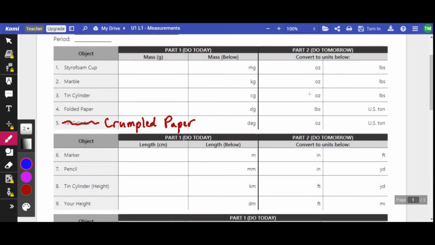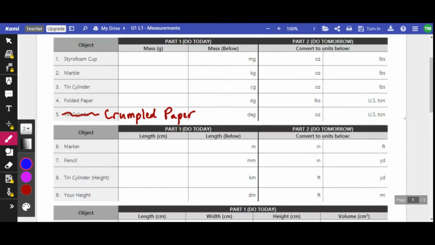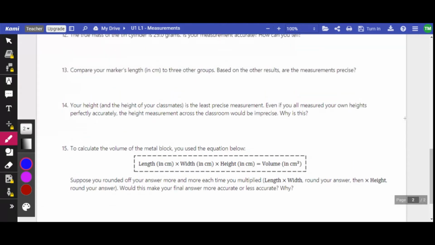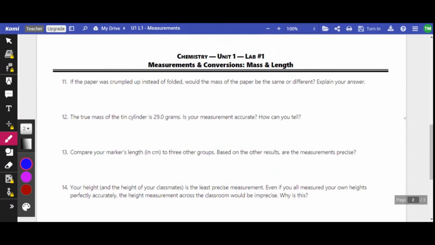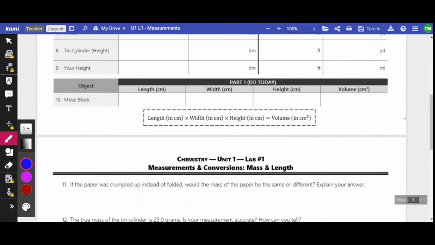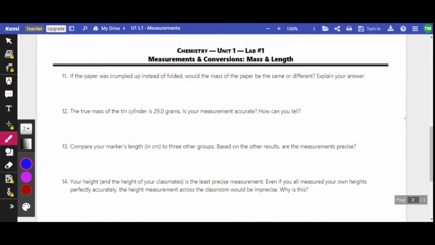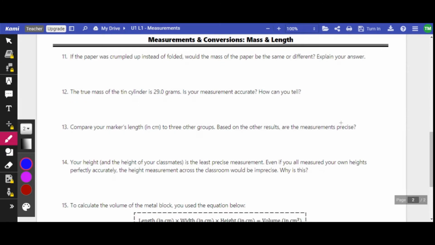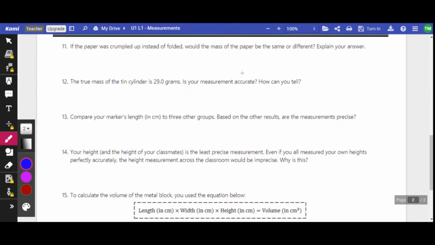Okay. In the second part, we will convert to a different unit outside of the metric that takes a little bit more math. Also, on the second page, there are a couple questions that have to do with accuracy and precision of your measurements. If you missed the in-class part of this, then some of this you won't be able to do on your own.